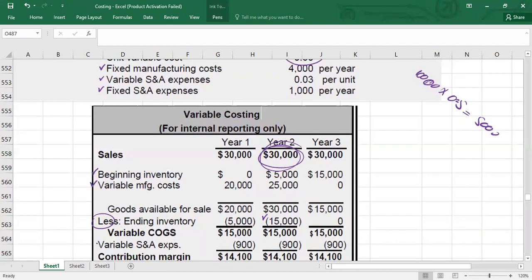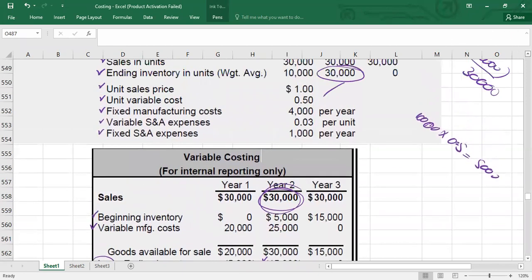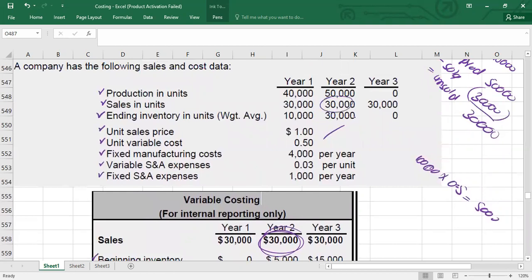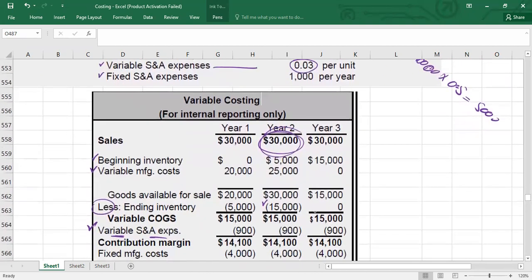From the manufacturing contribution margin, you subtract the variable selling and administration expense. How will you get it? You have to take units sold, because it's a selling variable cost. Units sold are 30,000, times the unit variable cost, so you will get 900. You can check on the calculator. Then, guys, sales less all variable costs is called your contribution margin. So contribution margin is 14,100.